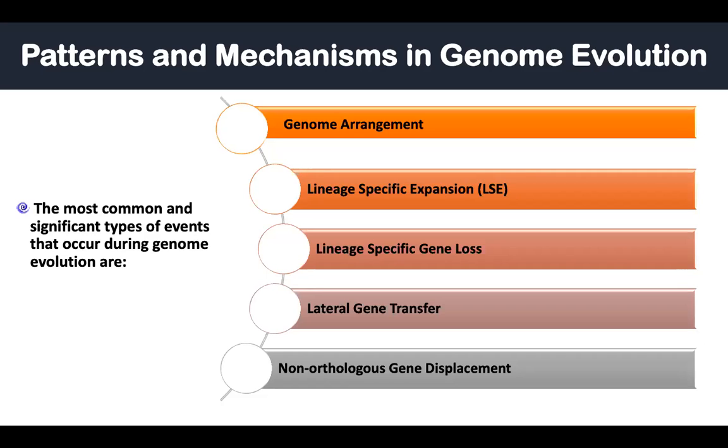Okay, so moving on, these are some of the patterns and mechanisms in genome evolution, some of the significant events that occur during genome evolution, right? We will look at these 5, what these mean and how they look, to give you an idea of how evolution actually happens. These are some of the mechanisms that contribute to the complex scenarios that you see. The first is genome arrangement, then lineage-specific expansion, lineage-specific gene loss, lateral gene transfer, and the last one is non-orthologous gene displacement.